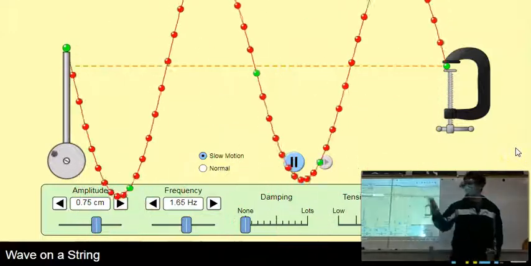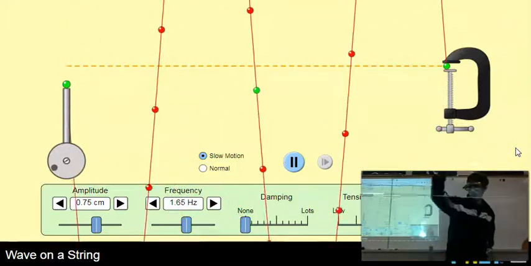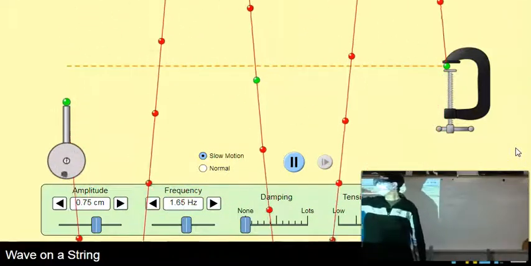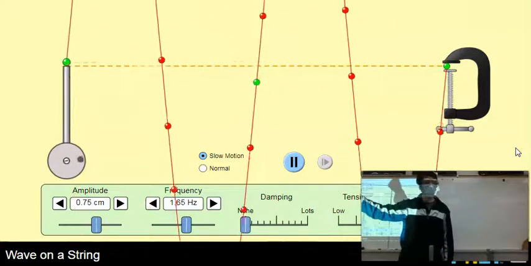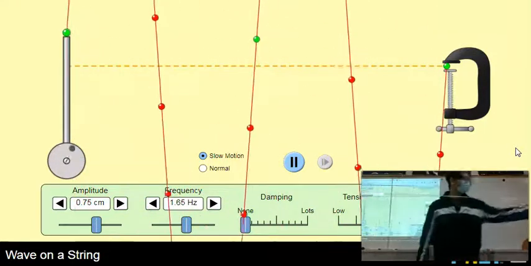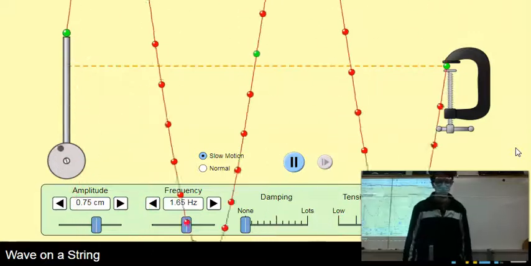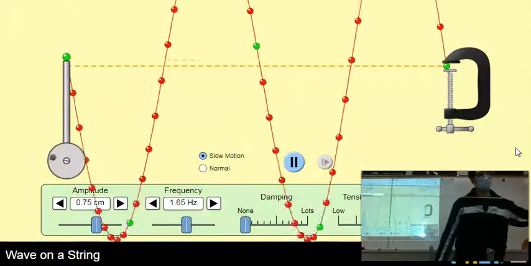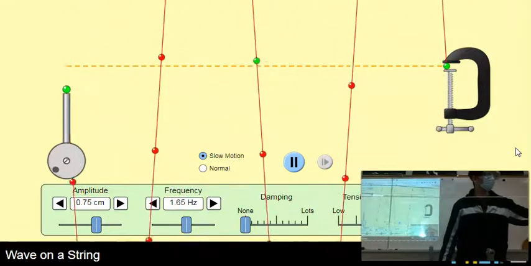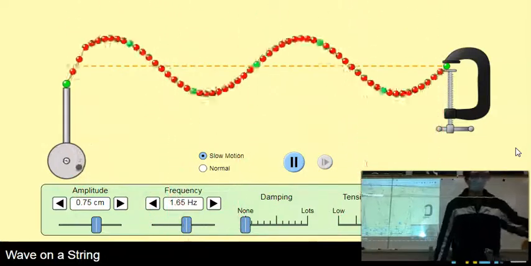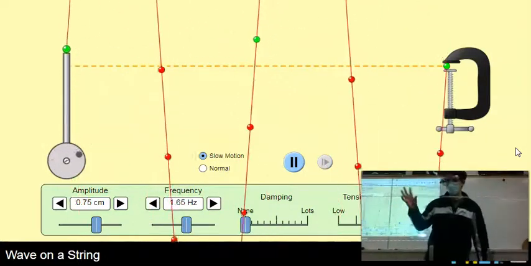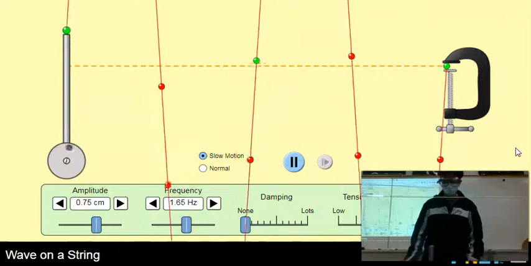Okay, so in our case we have 1, 2, 3 antinodes and 1, 2 nodes, and then you can consider the ends a node as well, if it's a fixed position. If it's not a fixed position, then it would be an antinode because it would be free to vibrate up and down. So that would require a different frequency. We'll talk more about that later.